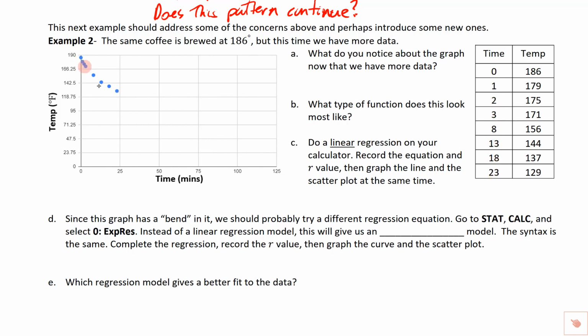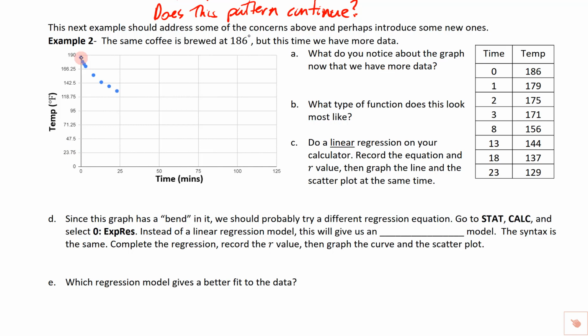Well, if you come over here and take a look at the scatter plot, this is what the scatter plot looks like. Now again, whoever did this knows what they're doing. It's scaled in both directions. It's labeled. These may not be the most convenient scales on the temperature axis, but they'll certainly work. So it says, what do you notice about the graph now that we have more data?